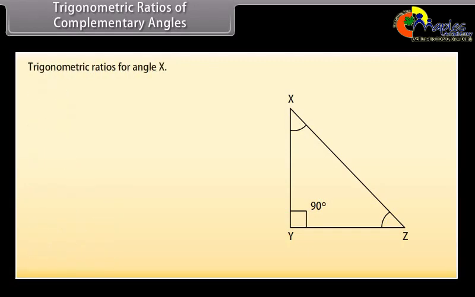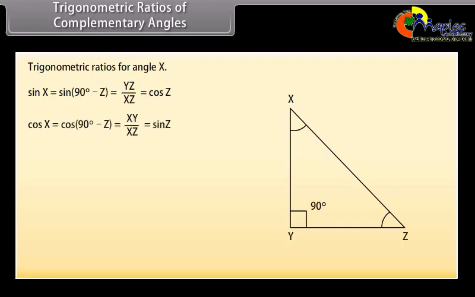Let us now list the trigonometric ratios of angle X. Sin X is equal to sin (90 degree minus Z) equals YZ upon XZ equals cos Z. Cos X is equal to cos (90 degree minus Z) equals XY upon XZ is equal to sin Z. Tan X is equal to tan (90 degree minus Z) equals YZ upon XY equals cot Z.